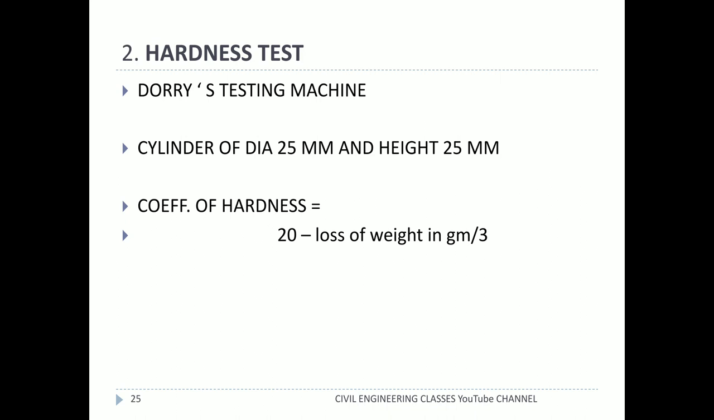And this is taken to the Dory's testing machine and it is rotated at a speed of about 28 rpm, and after 1000 revolutions the specimen is taken out and we have to weigh the specimen, and hardness is expressed by a term called the coefficient of hardness that we have seen already. That is, coefficient of hardness equals 20 minus loss of weight of the stone in grams divided by 3. By this we will see if it is suitable for road work or not.